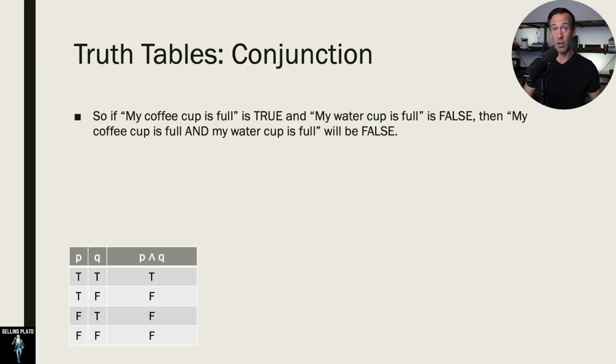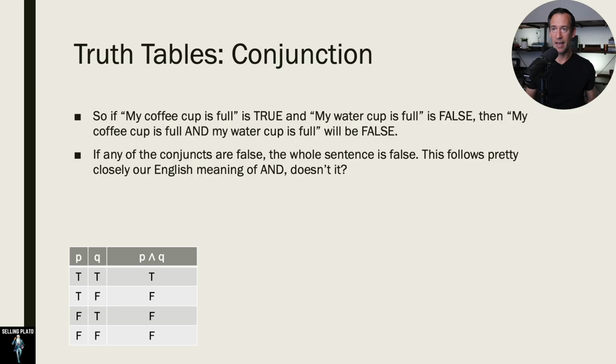So if my coffee cup is full is true, and my water cup is full is false, then my coffee cup is full and my water cup is full will be false. All right, that whole statement will be false. If any of the conjuncts are false, the whole sentence is false. And so this is a case with conjunction where it follows pretty closely to our English meaning of and. All right, and we saw that before when we did a more zoomed out interpretation of conjunction.